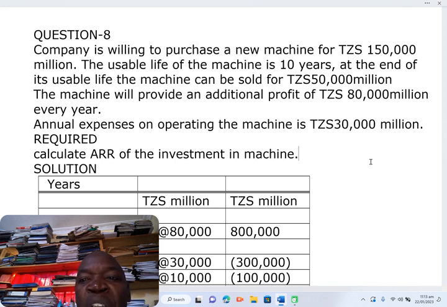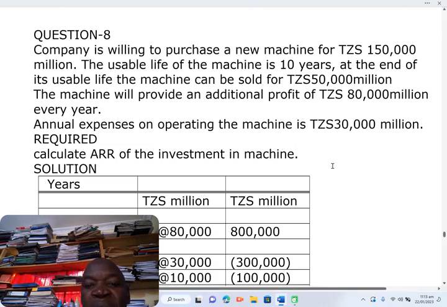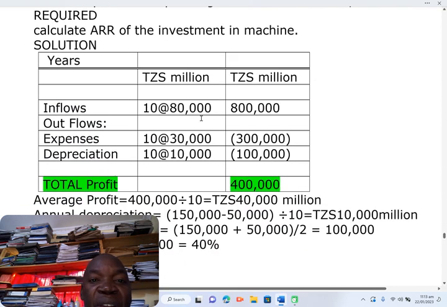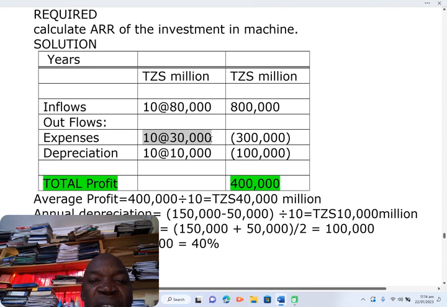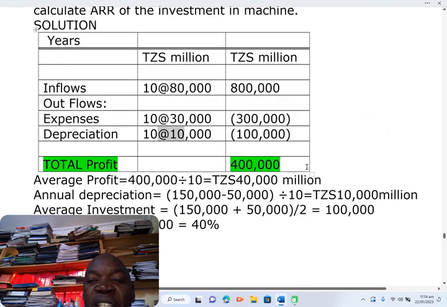Annual expenses on operating the machine is 30,000 million. Calculate IRR. So this is also simple, because the duration of the project is 10 years. The machine is bought at this value, and the additional profit comes every year for 10 years. So the inflow is this one here, the outflow is the expense, and then there is depreciation. At the end, you have this profit here.